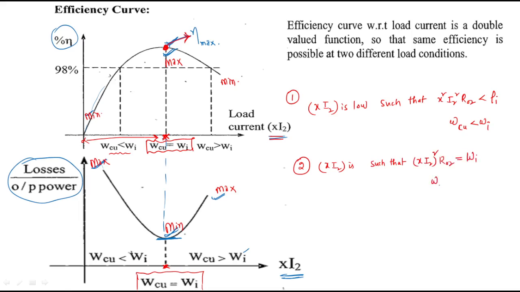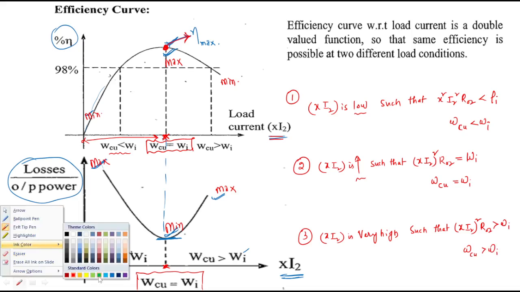That is, Wcu should be equal to Wi. This is the case; in this condition only, the efficiency is maximum. Later, if x I2 is very high, it increases. So previously it was low, now it increases. Now x I2 is very high, such that (x I2)² R02 is more than Wi, right? That is nothing but what? Copper loss content is more than iron loss content.